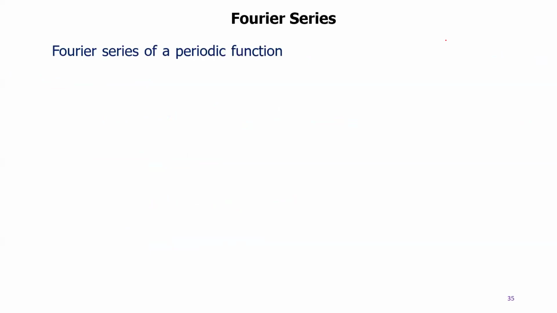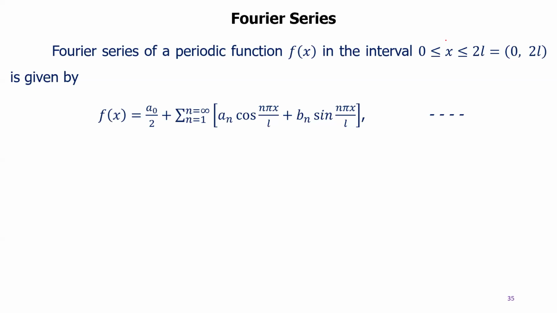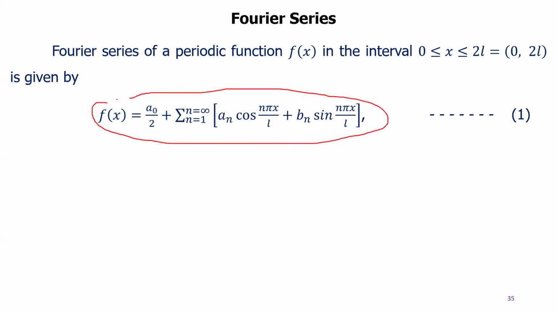Now we want to write down the Fourier series of a periodic function f of x in the interval 0 to 2L, which is given by f of x equal to a0 by 2 plus summation from n equal to 1 to infinity of an cos n pi x upon L plus bn sin n pi x upon L. So if we see the previous definition of Fourier series and this definition of Fourier series, here there is no change. Only change will happen when we are calculating the value of a0, an, and bn.